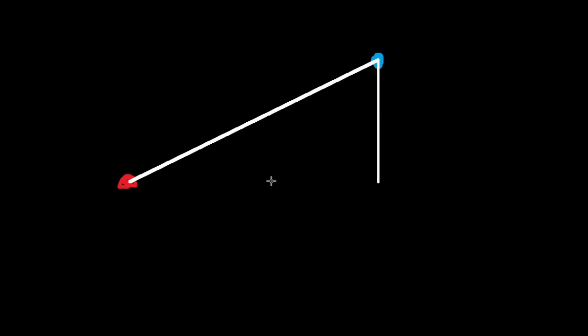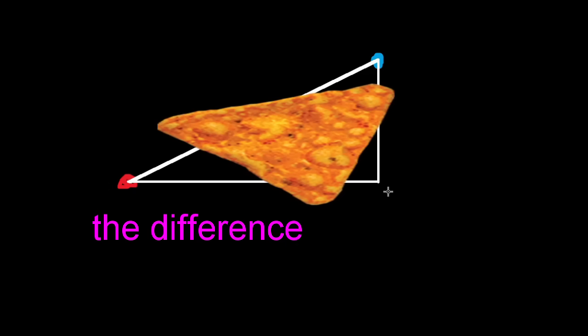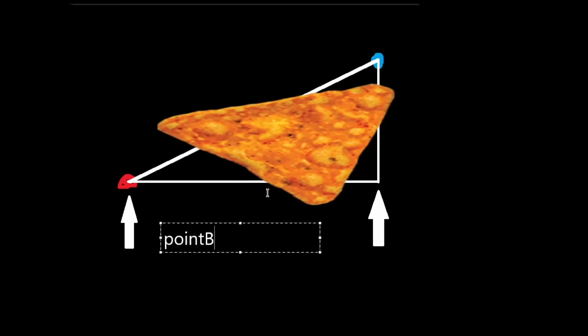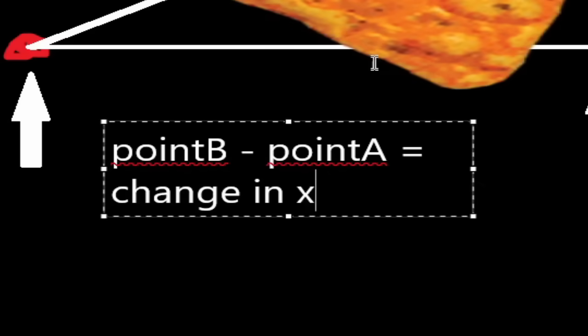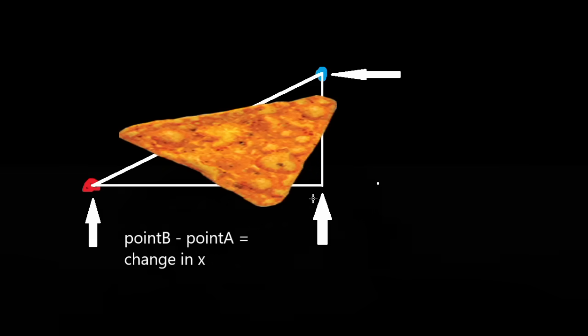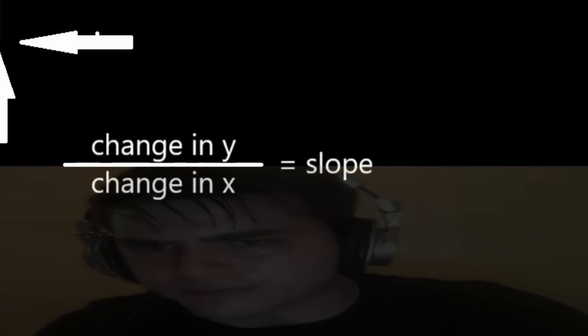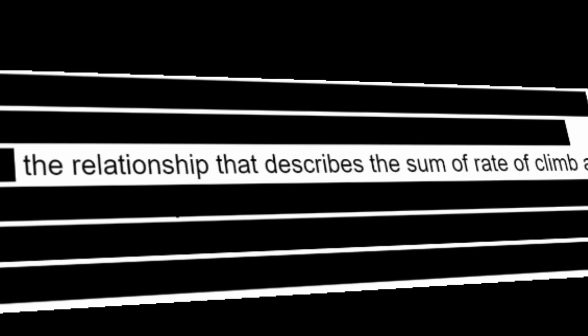If you draw another straight line down from the high end until it's parallel with the lower one and then connect those together, look what we have here, a Dorito chip, right? The difference in the length of the chip is just that point minus this point because it's the difference between them. Here's the out-of-pocket thing. If you do the same with the difference in the Y and now divide them by each other, you get the slope, the relationship that describes the sum of rate of climb and rate of change of direction. In non-Ohio terms, it's how steep or curved the line is.